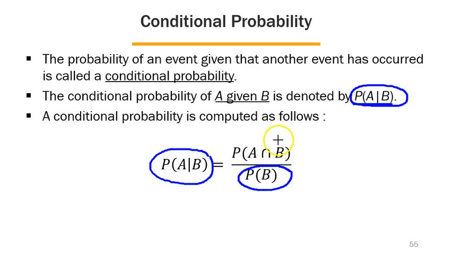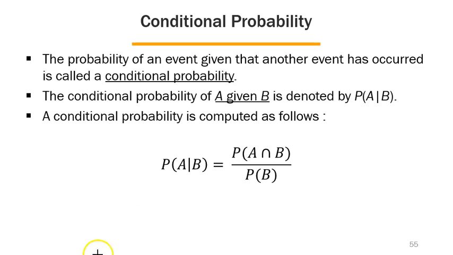So in this case, of course, it's assuming that we have access to, or we know what the probability of B is, and that we know what the probability of the intersection of A and B is. Otherwise, of course, we can't make this calculation.